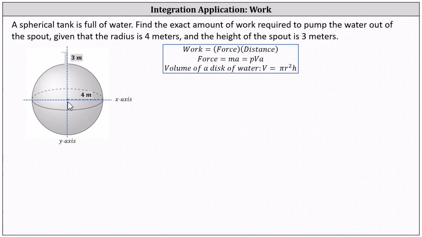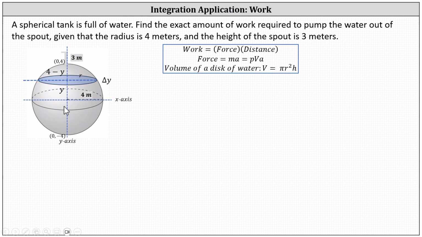Recall that work is equal to force times distance, and force equals mass times acceleration, which equals density times volume times acceleration. And now let's consider one thin disk of water in the tank, let's say here, where the radius of the disk is r, the thickness of the disk is delta y, the distance from the disk to the center of the tank is y, and the distance from the disk to the top of the tank here is 4 minus y.